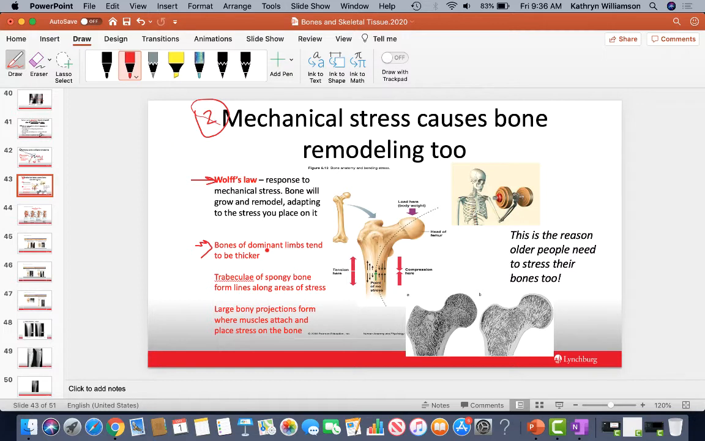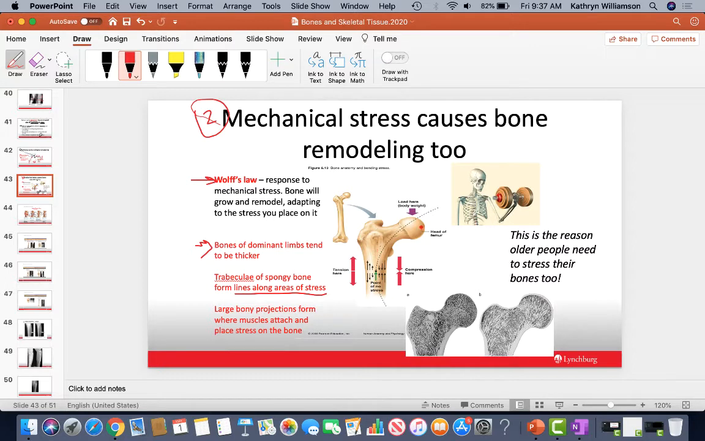Maybe rings that would fit on your left hand don't fit on your right hand because your right fingers are a little bit bigger. That's because of Wolff's Law. That's an example of Wolff's Law. We also see trabeculae, those bony spicules within spongy bone, which we're going to see more in the epiphyses of the long bones, so more at both ends. The trabeculae are going to form lines along areas of stress. So they basically realign in areas of stress.